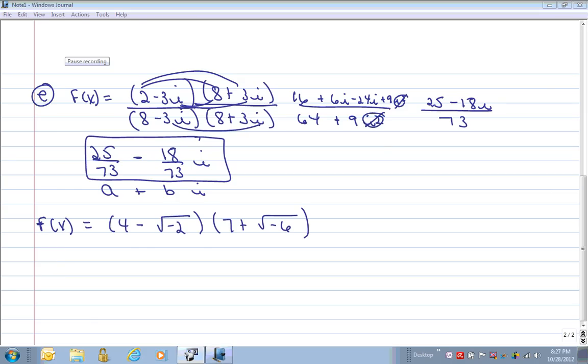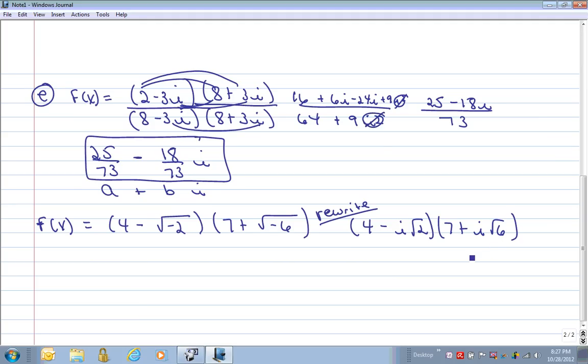All right. Now we're going to multiply these complex numbers. The first thing we're going to need to do is rewrite. We need to be able to pull that i out for the negative. So we'll rewrite it as 4 minus i square roots of 2 and 7 plus i square roots of 6. That gets rid of the negative under the radical, which is important. And then we're going to do old-fashioned FOILing.